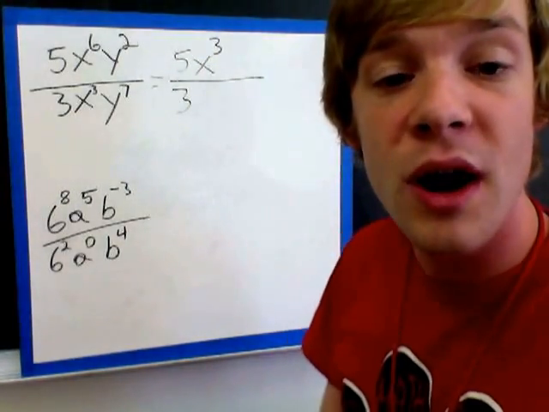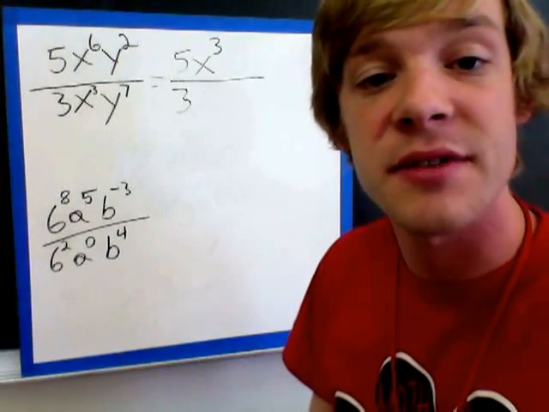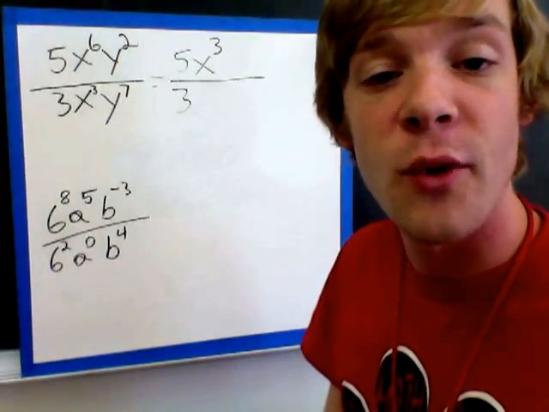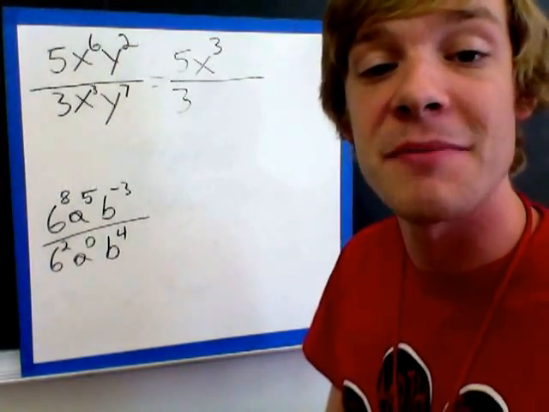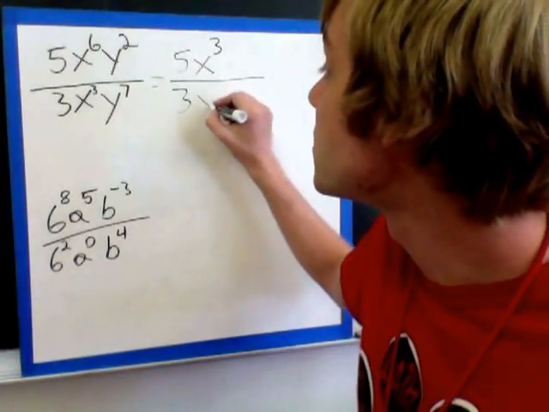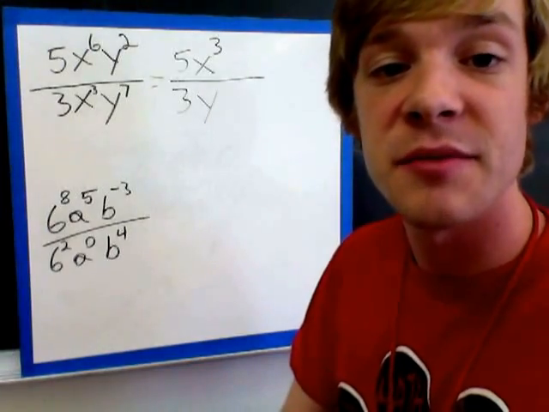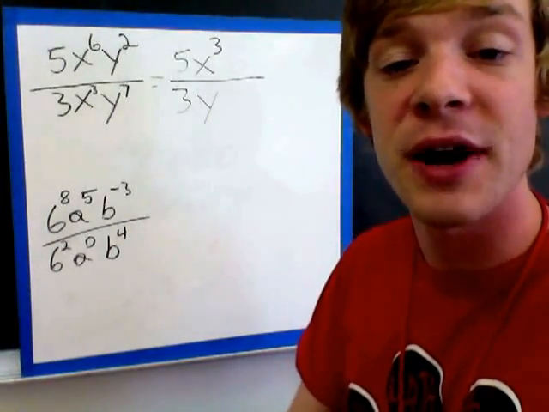Then for my y variables, I have y squared over y to the 7th. Well, the power of y is larger in the bottom, so I'm going to write my base of y in the denominator. Then I will subtract 7 minus 2, which gives me a power of 5.